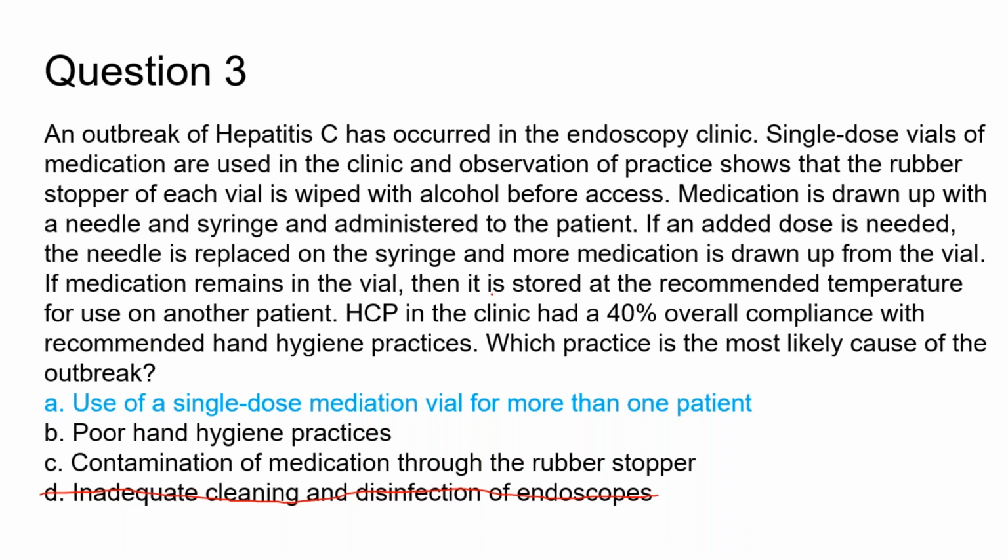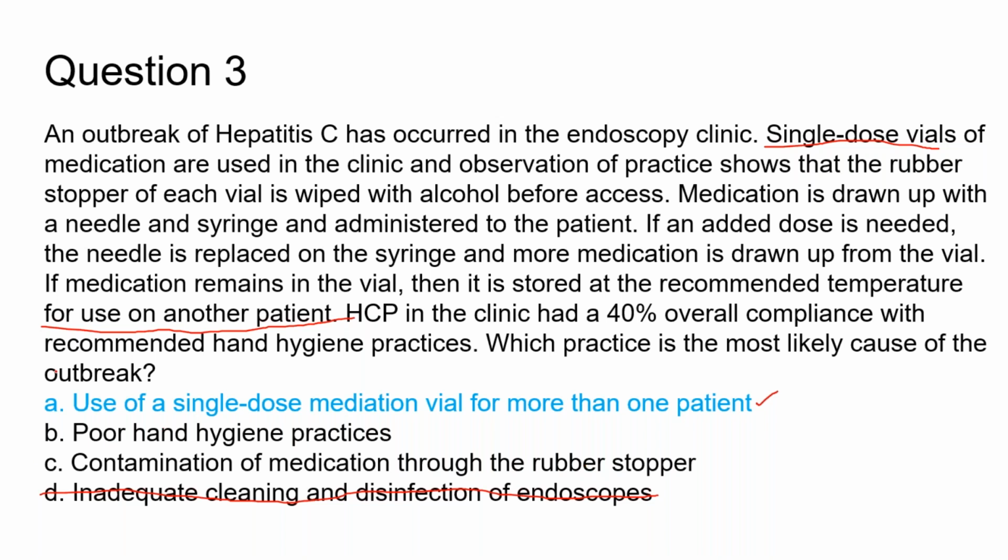If medication remains in the vial, then it is stored at the recommended temperature for use on another patient. This is a single dose vial. It is single dose. It is for one patient. Okay? So use of a single dose medication vial for more than one patient is the cause. And poor hand hygiene practices, yeah, that doesn't help either. And contamination of medication through the rubber stopper, you're already, first of all, changing the needle, which you're not supposed to do, but most importantly, sharing the medication between patients.